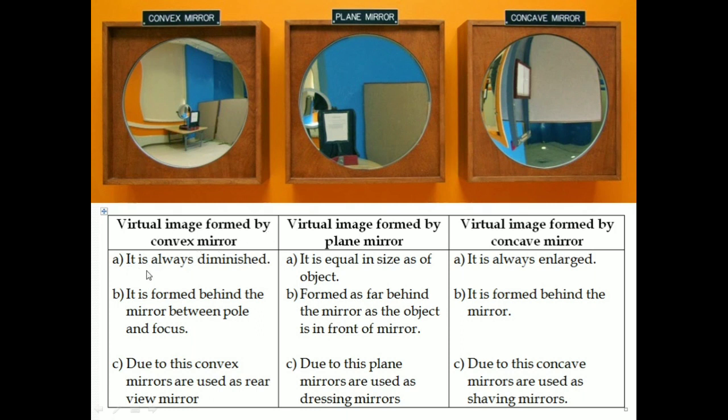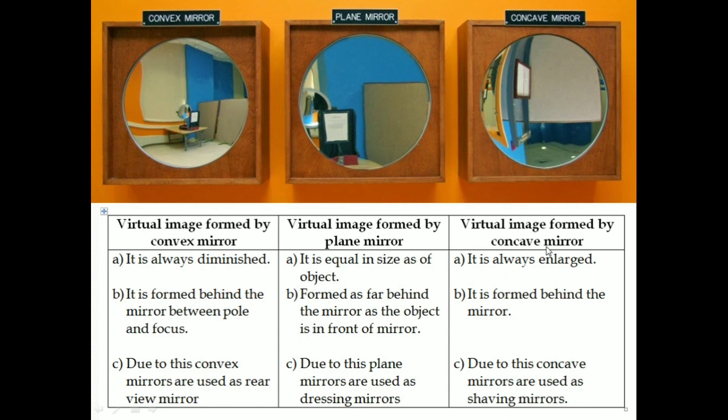In case of virtual image formed by convex mirror, it is always diminished. It is found behind the mirror between pole and focus, and due to this, convex mirrors are used as rear view mirror. Whereas in case of virtual image formed by plane mirror, it is always equal in size as of object, formed as far behind the mirror as the object in front of the mirror, and due to this, plane mirrors are used as dressing mirrors.